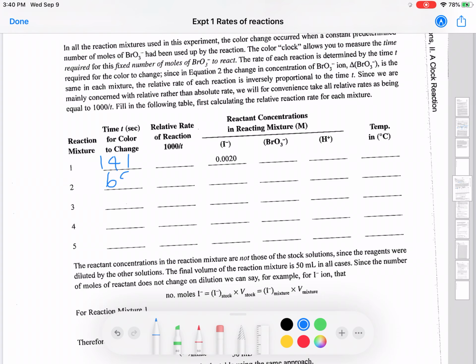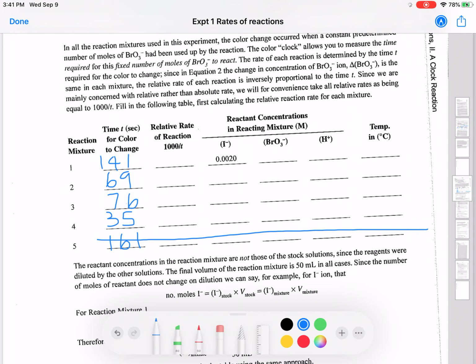So for the second one 69, third one 76, 35 and the last one 161, but we're not going to worry about the last one. You don't have to worry about that. Okay, let's only focus on 1 to 4.